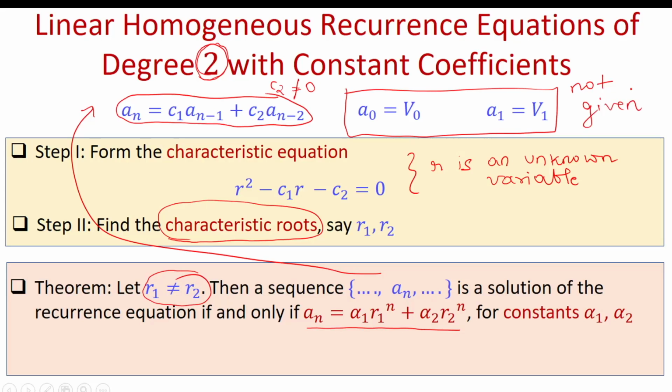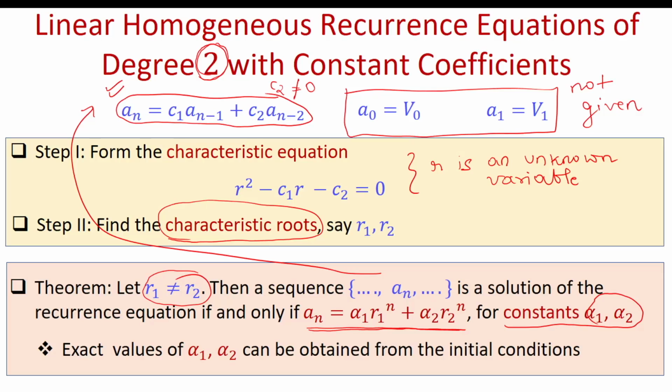You are just interested to find out one possible sequence satisfying the given recurrence condition. Then what this theorem says is any infinite sequence whose nth term satisfies this recurrence condition will have its nth term of the form alpha 1 times r1 power n plus alpha 2 times r2 power n for some arbitrary constants alpha 1 and alpha 2. That's what the theorem says.